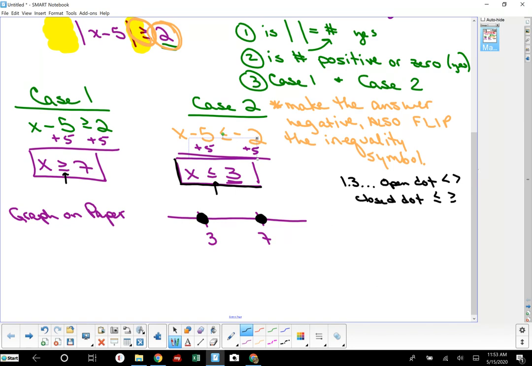All right, so what's going to happen here is, on the left-hand one, where 3 is the smallest, if x is less than or equal to 3, then we would shade this way. And if x is greater than or equal to 7, we would shade this way. Okay, so I highly recommend that you put that on your paper so that you can then do your interval notation.